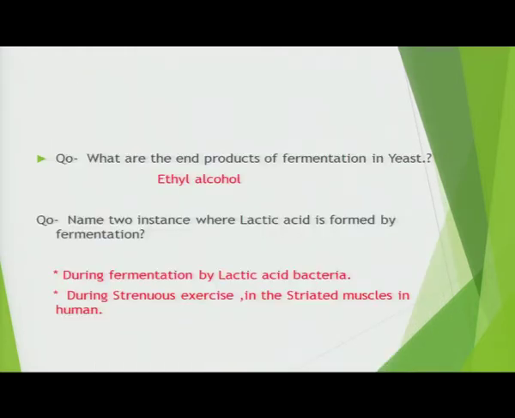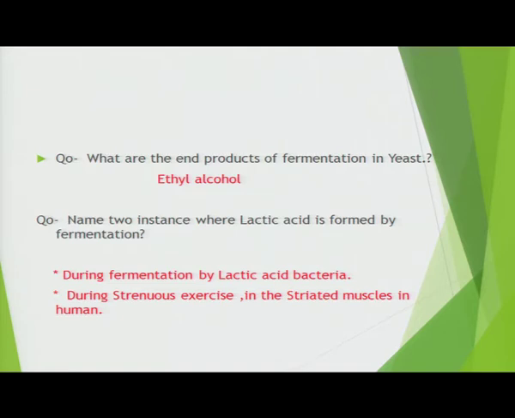Now, the next question is, what is the end product of fermentation in yeast? There are two products in fermentation that we discussed in detail in my last session: in yeast, ethyl alcohol is formed, and in muscle cells, lactic acid is formed. So the answer is that the end product of fermentation in yeast is ethyl alcohol, also called ethanol.